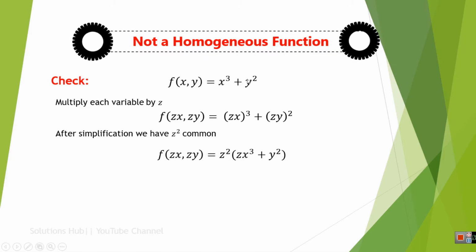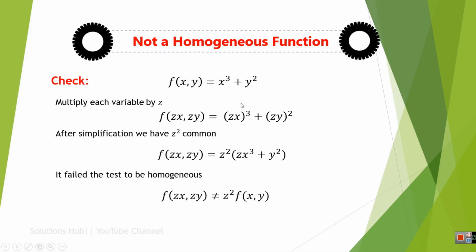Our function is x cube plus y square, but the terms we are getting here inside the brackets are zx cube plus y square. It means we have an extra z, so we can't say that the terms inside the brackets are the same as in the given function. It means we can't write this function in the form f of zx zy equal to z square f of xy, as the terms here can't be replaced with the original function because of this extra z. So it fails the test of a homogeneous function that we discussed in the definition.